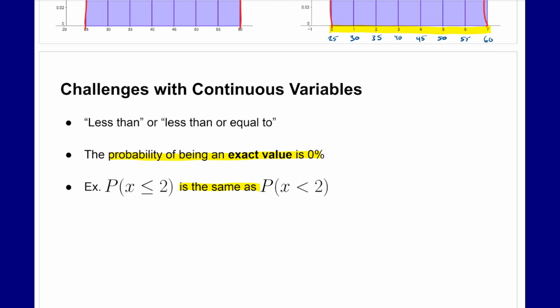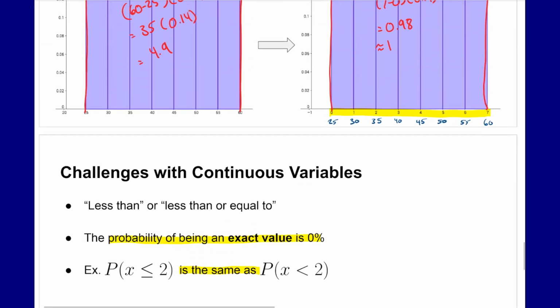So you don't have to worry about whether to include the value, or go slightly above or slightly below. Because the probability of any exact value in continuous data is 0, it doesn't matter whether we refer to it as equals, less than or equal to, less than, greater than or equal to, or greater than.